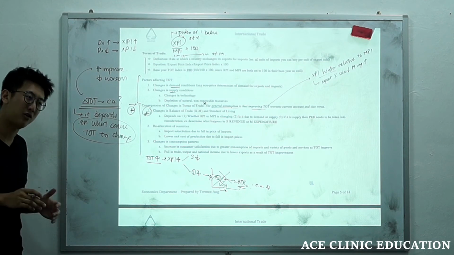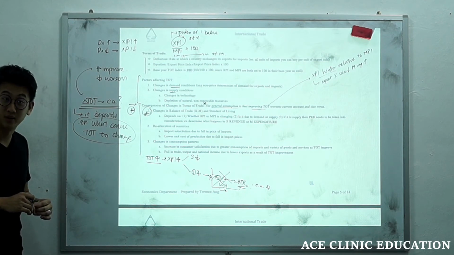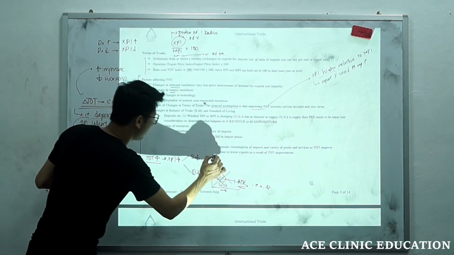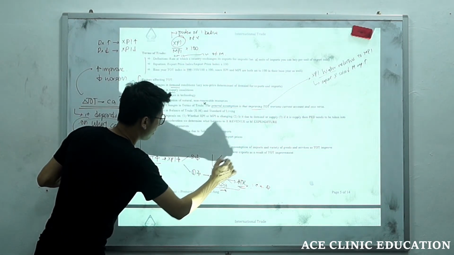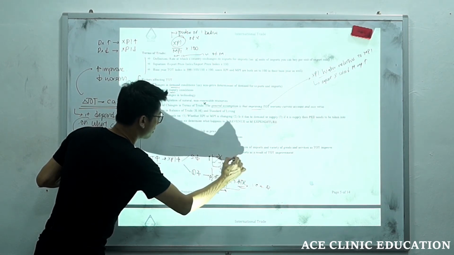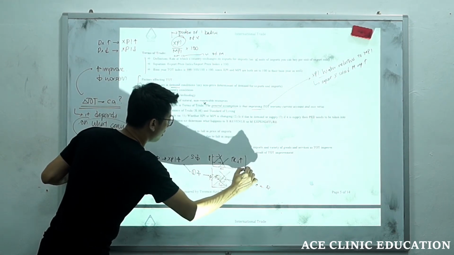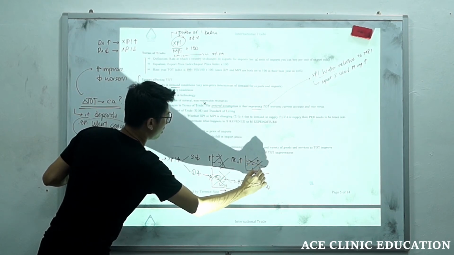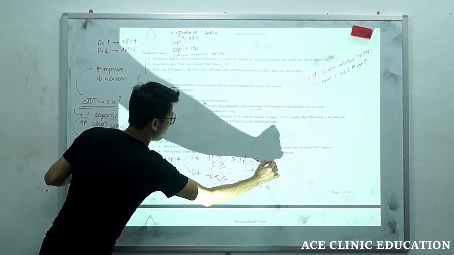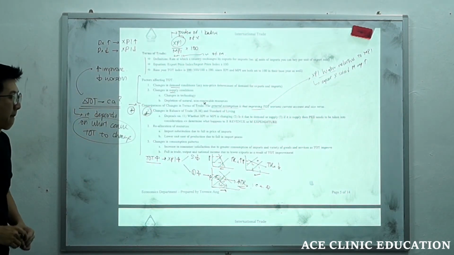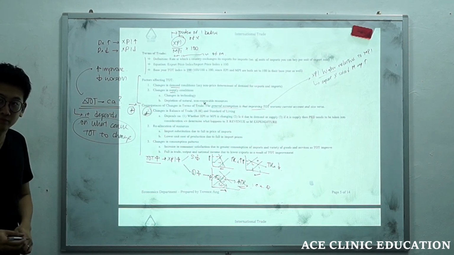Now when supply falls, then you have a problem. It depends on PED. Right? If it's like that, then it's good. If it's like that, it's bad. Make sense?